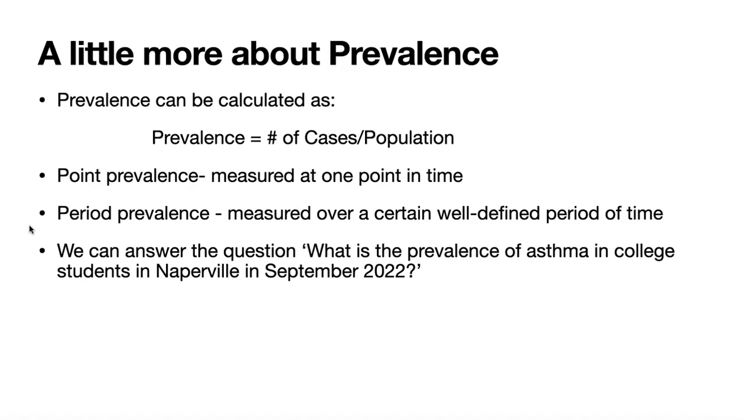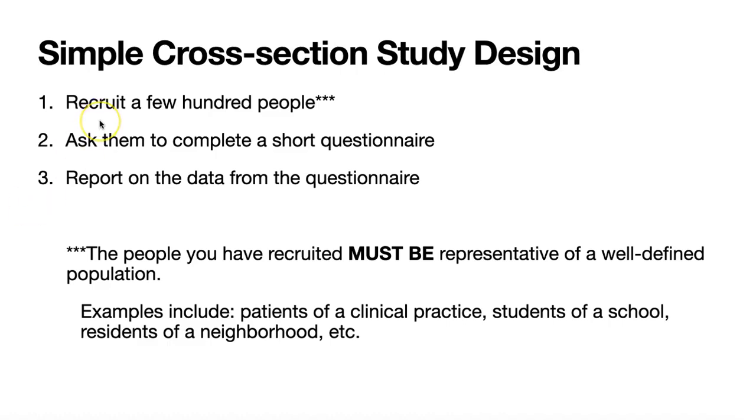And we can answer the question, what is the prevalence of asthma in college students in Naperville in September 22? So if I want to answer this question and I want to come up with a study design, the first thing I would do is recruit some college students in Naperville. We would want to make sure that they are actually college students, not people just walking down the street. We would want to make sure that they are college students in Naperville, not college students visiting from out of town, because you want them to be representative of your well-defined population, and that's college students in Naperville. We'll ask them, do you have asthma? Yes, no, and then we report on the data.